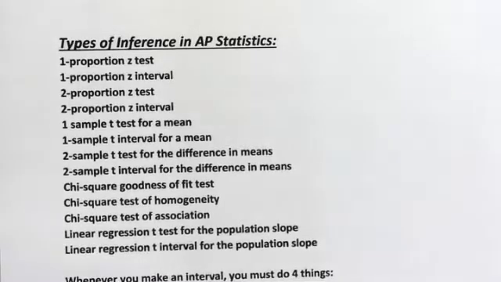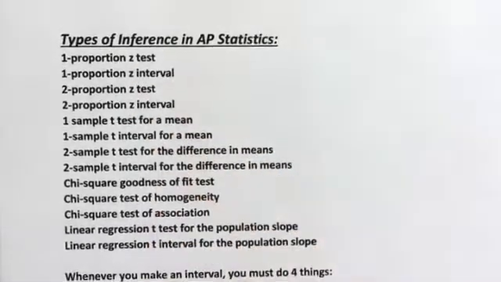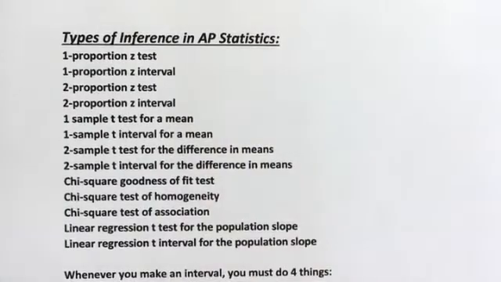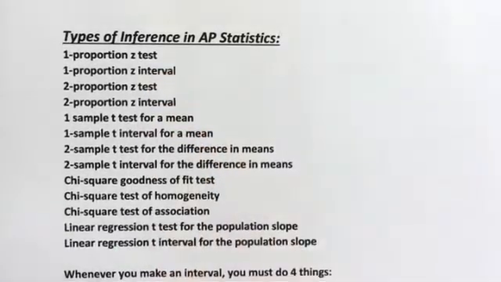Hello, we will now talk about the different types of inference in AP Stats, which goes along with the Barron's book topics 11 through 13. There are 13 different types of inferences that you have to be able to do. In essence, 35% of the AP Stats exam is the material that I'm just going to quickly summarize in this video.